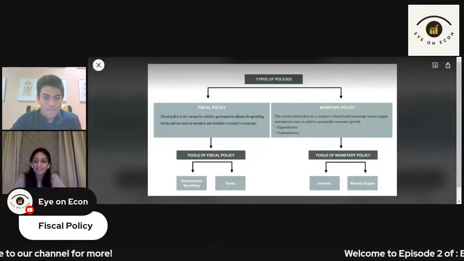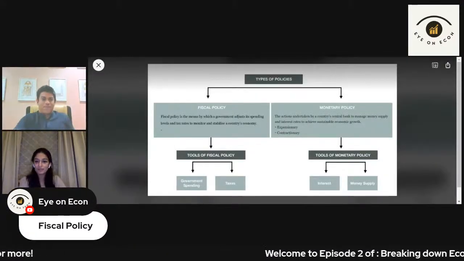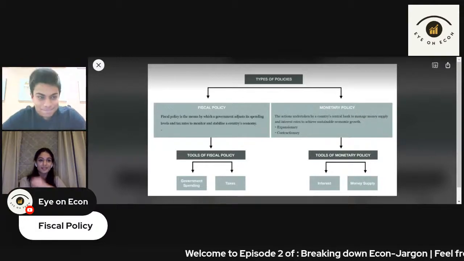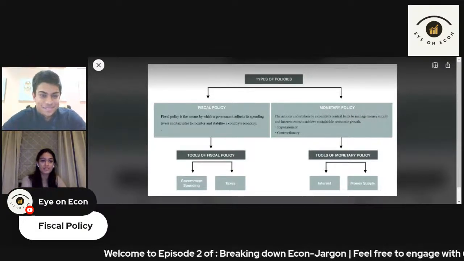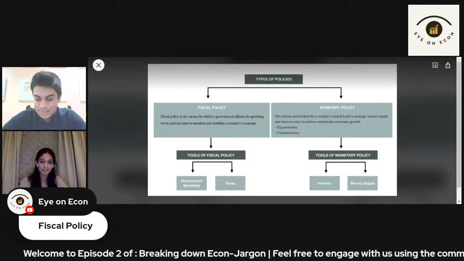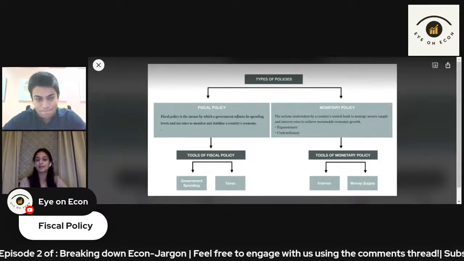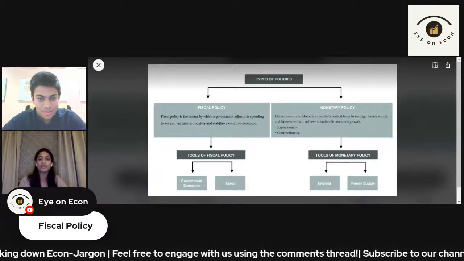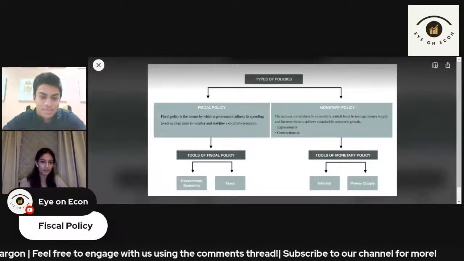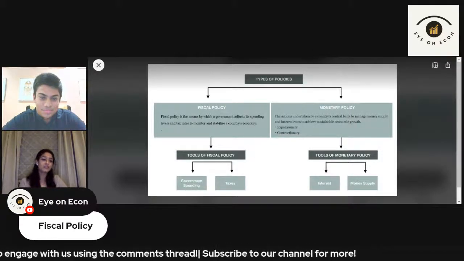Hi guys, so it's good to be here, and hopefully we can help you learn a little bit of econ. So the first one being fiscal policy. It's basically, in simple terms, it's the expenditure that the government does to either expand the economy or contract the economy. So, for example, let's just take a very basic example.